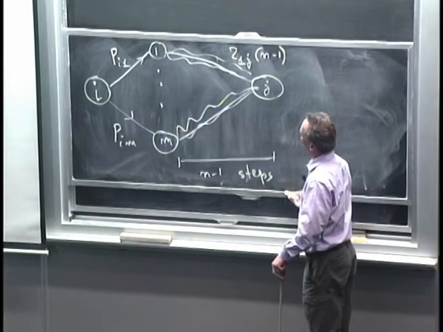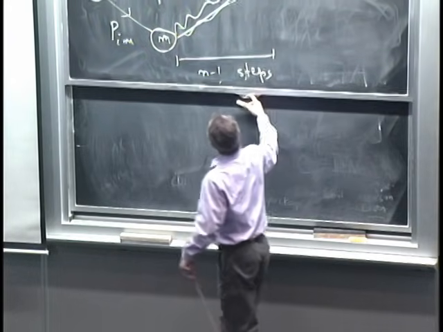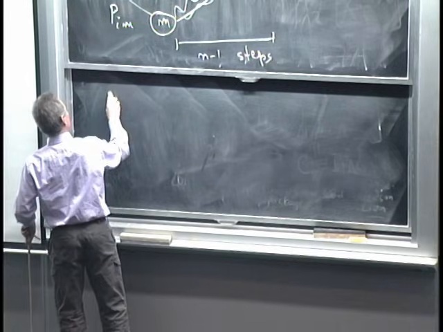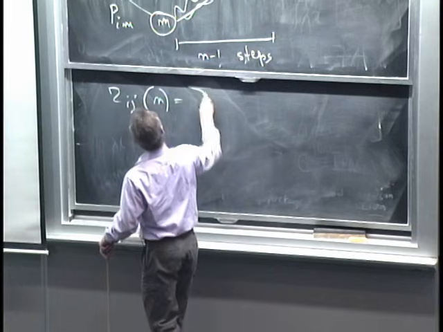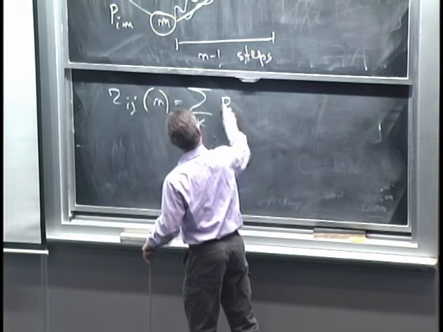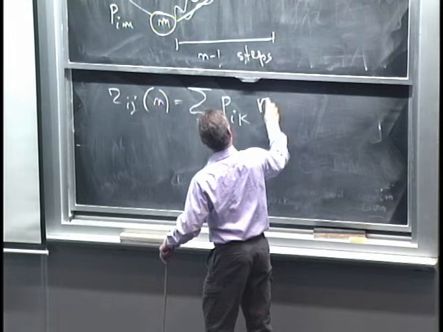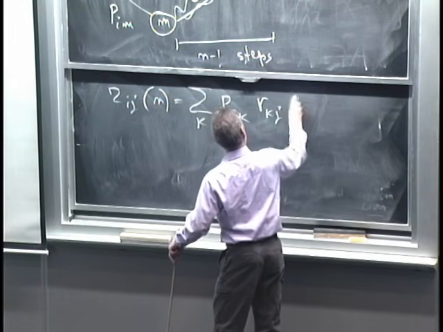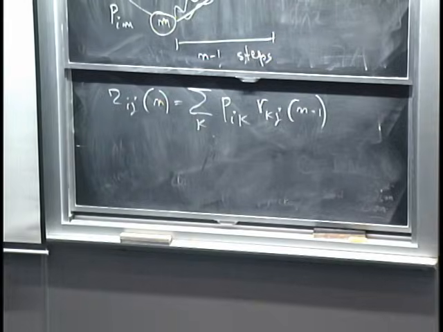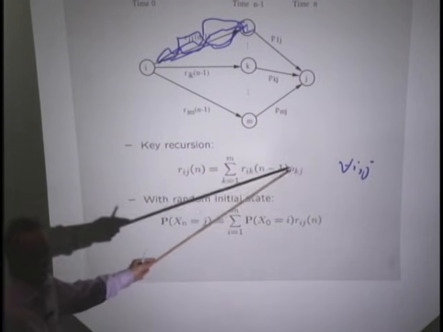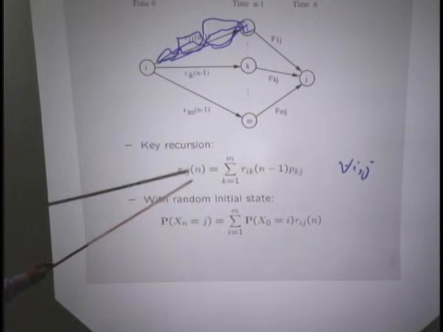And similarly down here. And then by using the same way of thinking as before, we get a formula that rij of n is the sum over all k's of pik times rkj of n minus 1. So this formula looks almost the same as the earlier one, but it's actually different. The indices and the way things work out are a bit different, but the basic idea is the same.